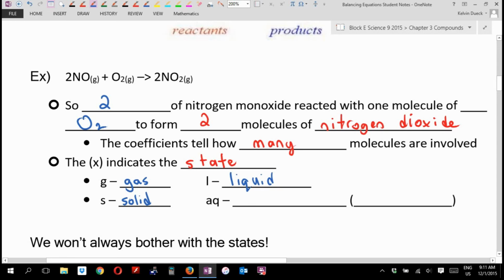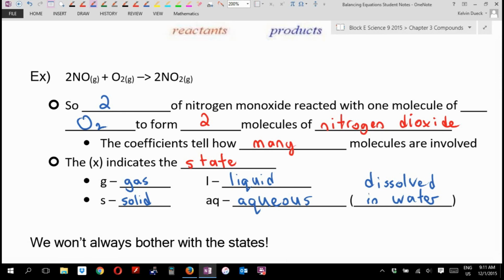Here's a new one. Anybody know what AQ stands for? Good guess. Except then we'd use a P or something. So it stands for aqueous, and that really means dissolved in water. A lot of the time in a chemical reaction, we'll take a solid, but we want to mix it with the liquid, so we'll dissolve it in water first.